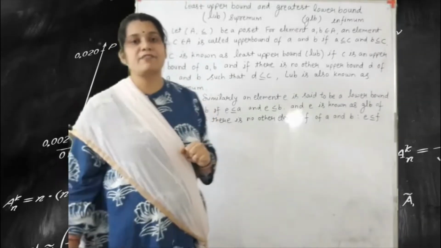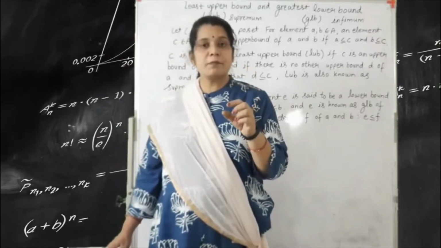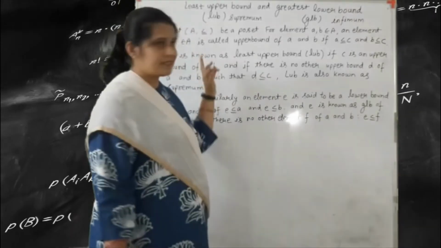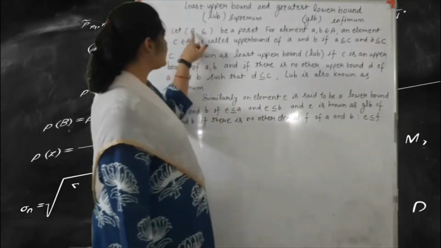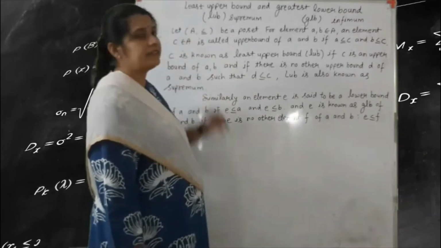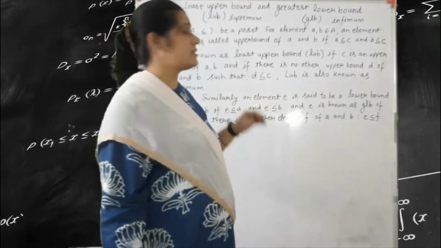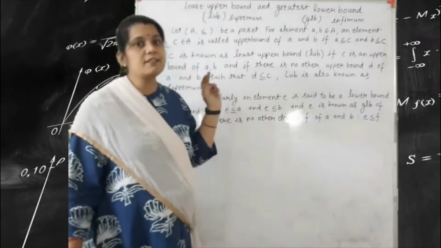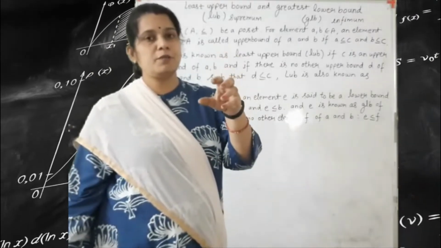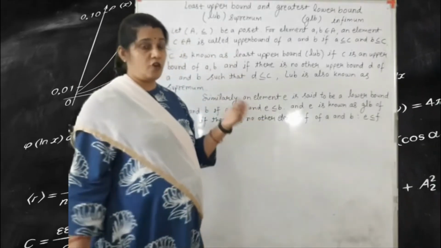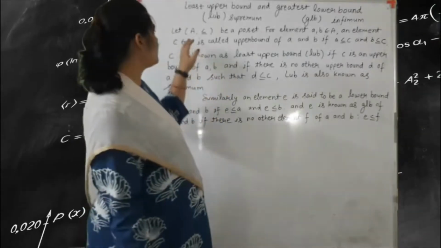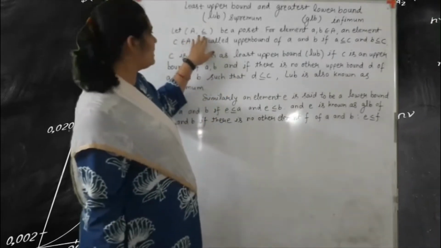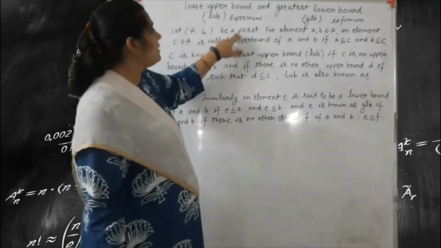So what is the definition of the least upper bound and the greatest lower bound? Let's start here. Let A with the sign less than or equal to be a set and this is the relation. This is the notation of the poset, or partial ordered set, or you can say the Hasse diagram. This is very important: (A, ≤) is a poset.